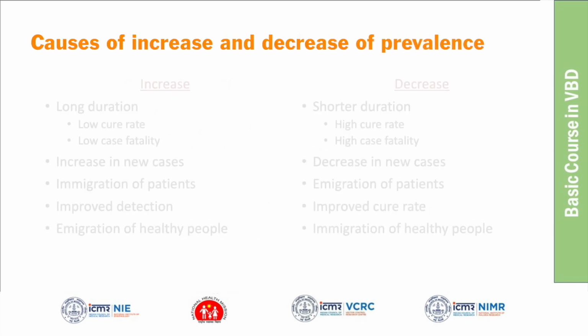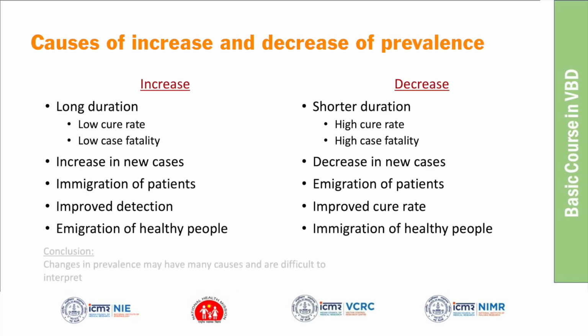So what could be the potential causes of an increase in prevalence? It could be a low cure rate, a low case fatality rate, or a sudden increase in new cases over time. For example, as there is an increase in obesity, there is an increase in diabetes, increase in hypertension, increase in cancer. Or there could be immigration of patients from other places. For example, if you have a new tertiary care center which is providing very good care, a lot of patients from neighboring districts come to your district. That could lead to an increase in prevalence.